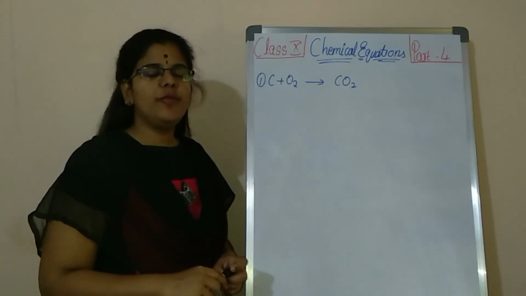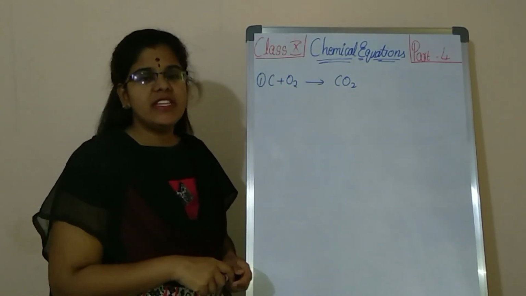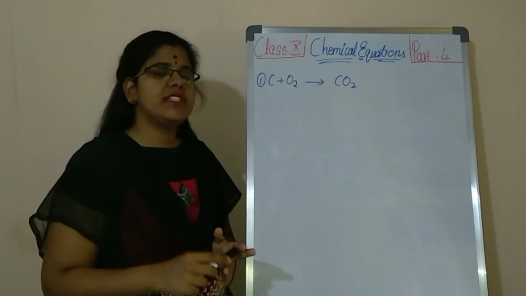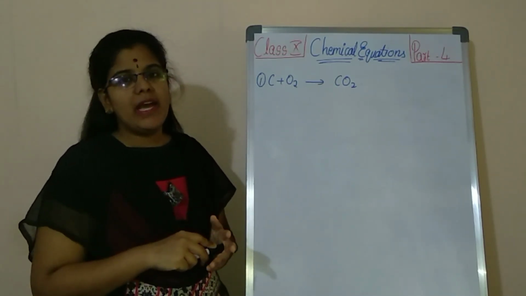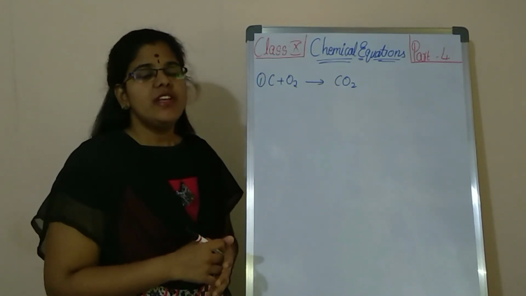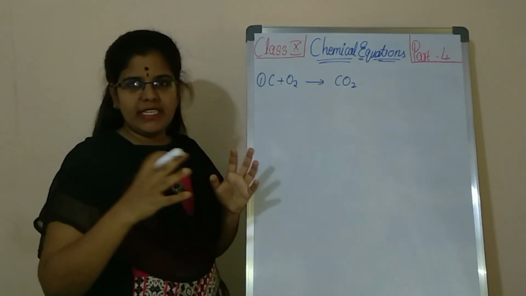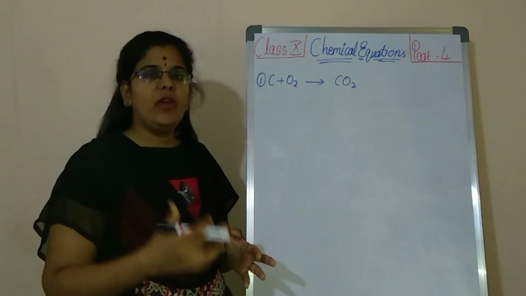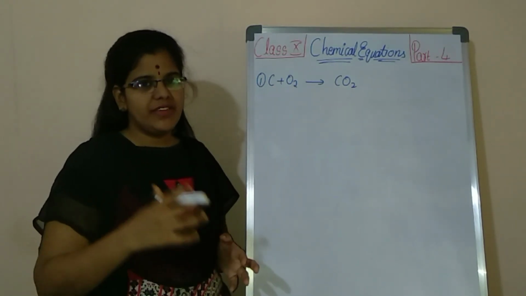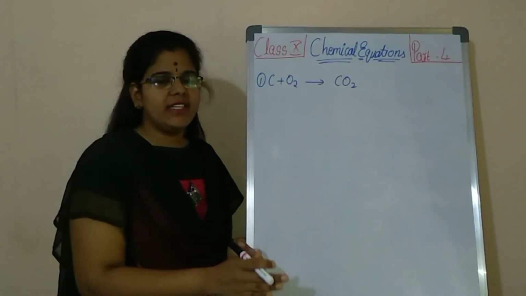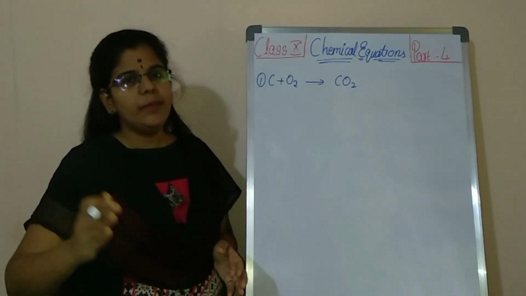I also hope that you have seen my previous videos regarding how to write a chemical equation, why to write a chemical equation, and why and how to balance a chemical equation. So in this video, we are going to learn that we have balanced a chemical equation, but according to the law of conservation of mass, what does it say? That the weight of the reactants should be equal to the weight of the products.